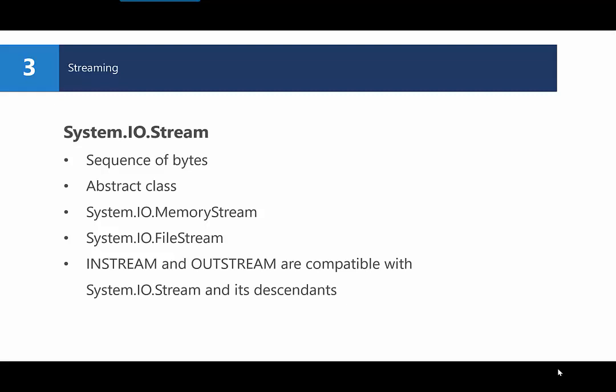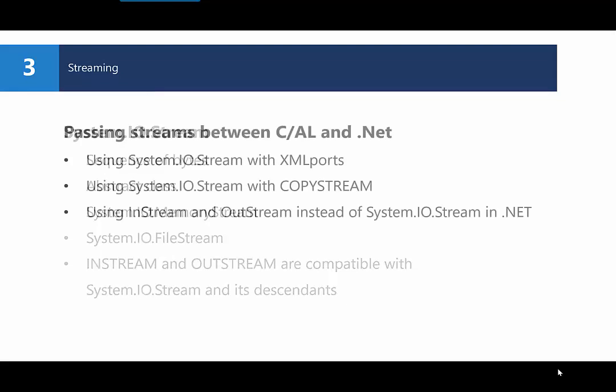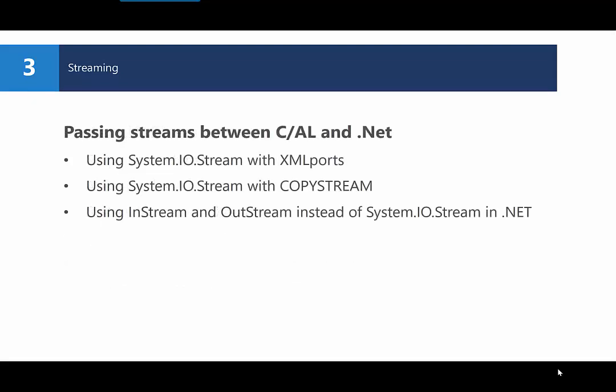The CAL types instream and outstream are compatible with the system.io.stream and its descendants. This means that we can assign a .NET stream to an instream, for example, or the other way around. Here are some examples of how we can pass streams between CAL and .NET. XML ports can export to a .NET stream or import from it. We can also use the .NET stream in the CAL command copyStream. And if a .NET method has a parameter of type stream, we can pass an instream or outstream to it.